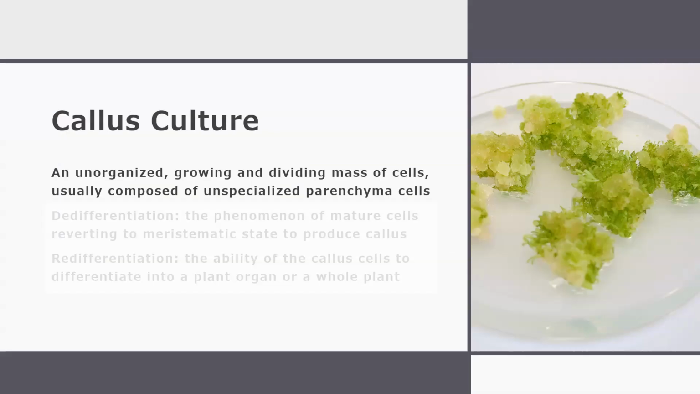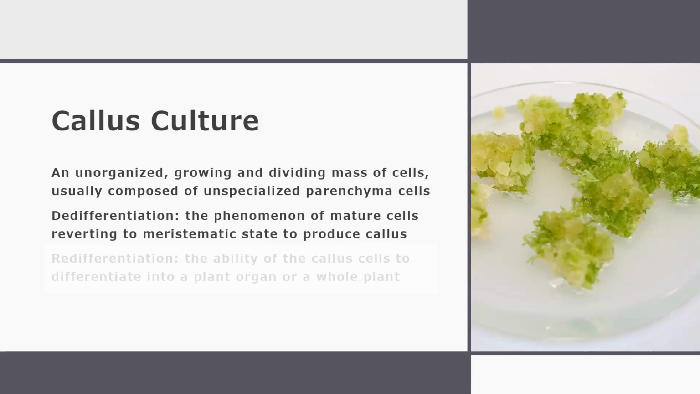When cultured in an appropriate medium, typically containing both auxin and cytokinin, explants produce an unorganized, growing, and dividing mass of cells, called callus. Callus is usually composed of unspecialized parenchyma cells. During callus formation, some degree of dedifferentiation occurs, both in morphology and metabolism.